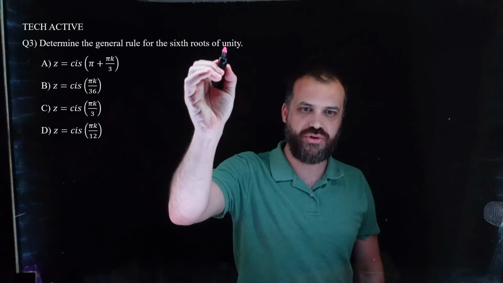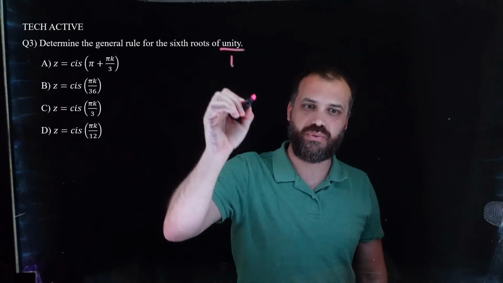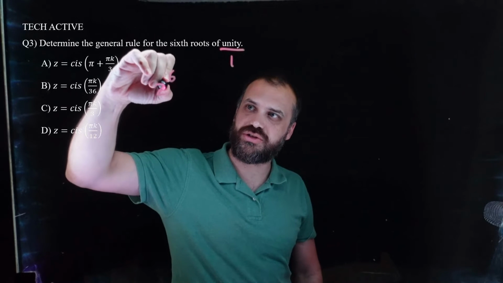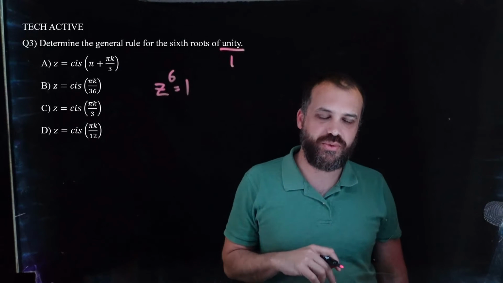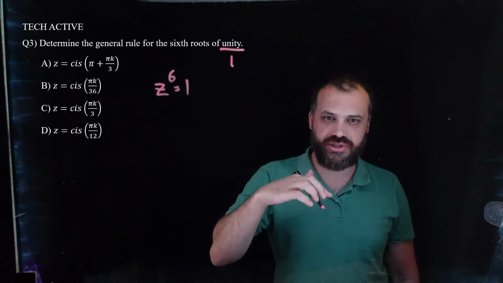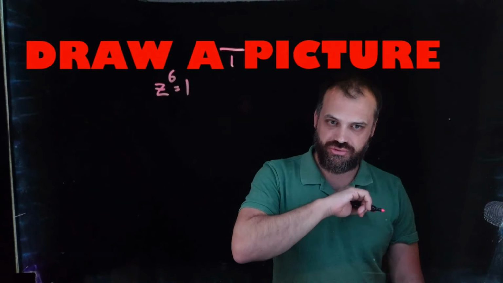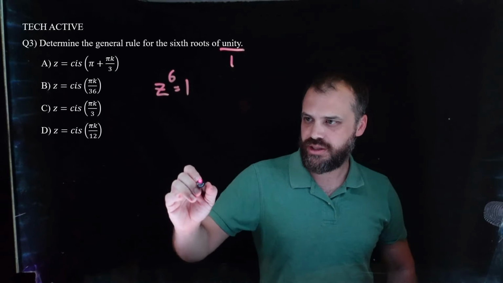Alright, now the word unity is for the number 1. So the sixth roots of unity is like, what is the solution to z to the 6th equals 1. Roots of unity, it's in your syllabus, you're supposed to know it. Alright, now for this one, what you really should be doing is drawing a picture, right?